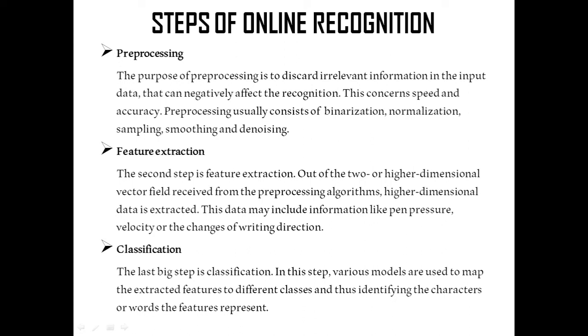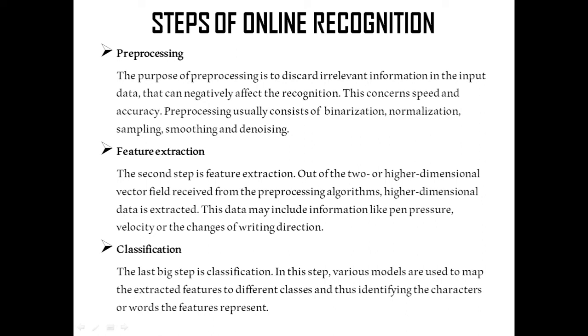Next one is feature extraction. Out of the 2 or higher dimensional vector field received from the pre-processing algorithms, higher dimensional data is extracted. This data may include information like pen pressure, velocity, or the changes of writing direction. The last step is classification. It is a big step.